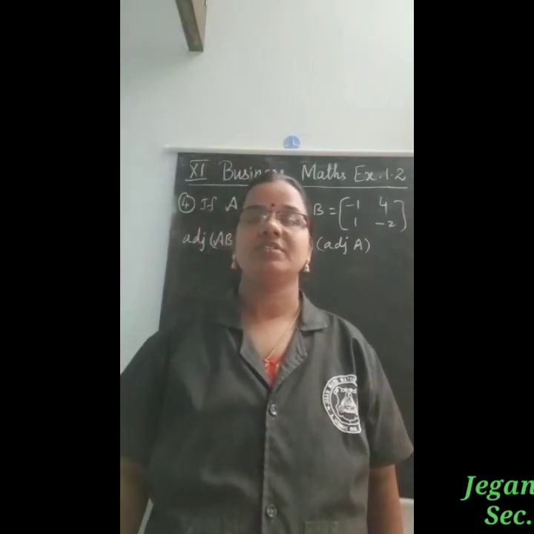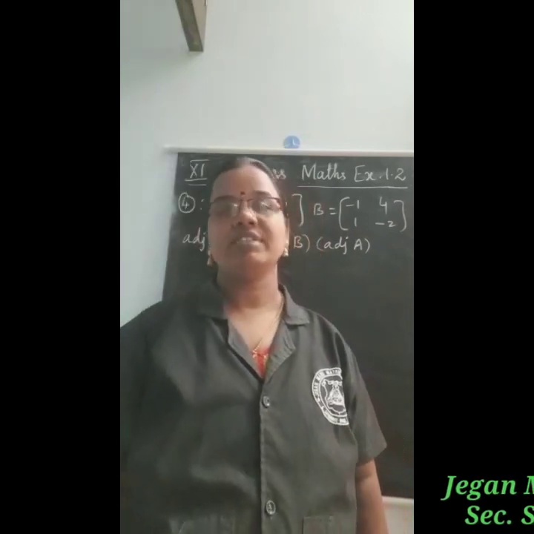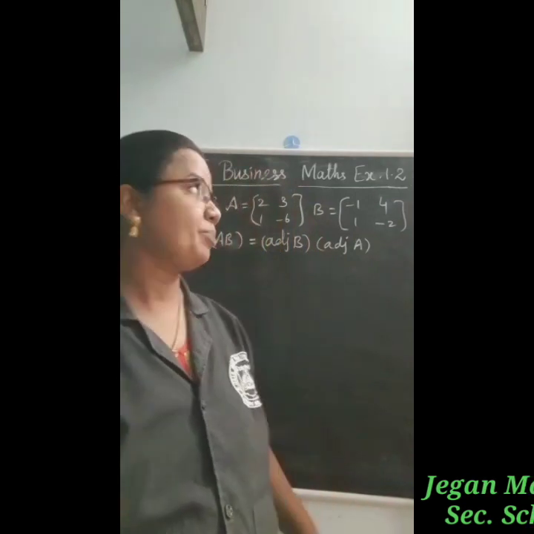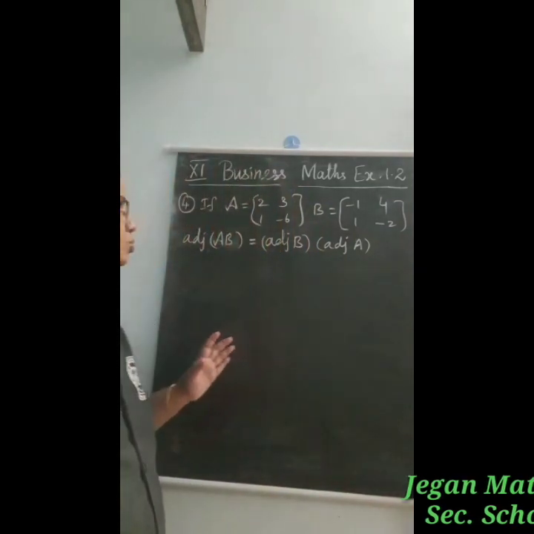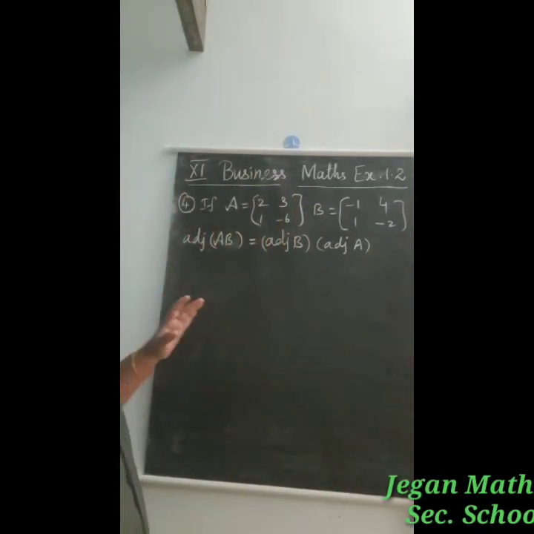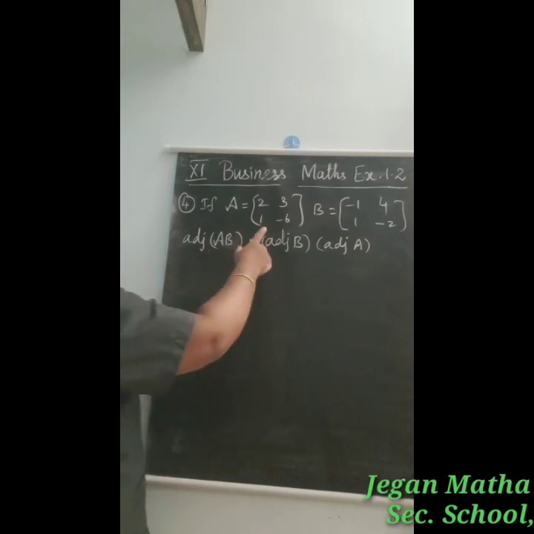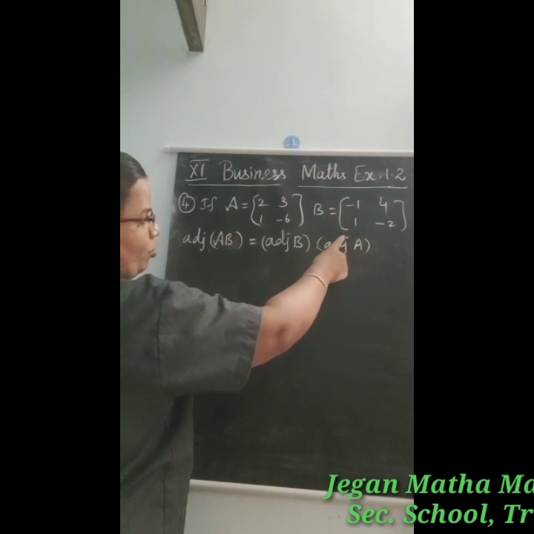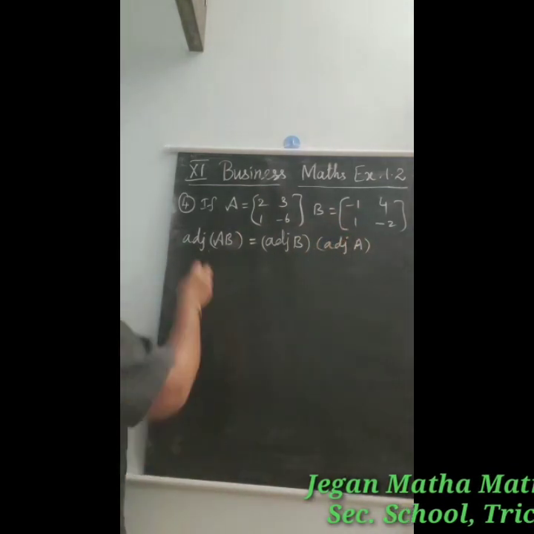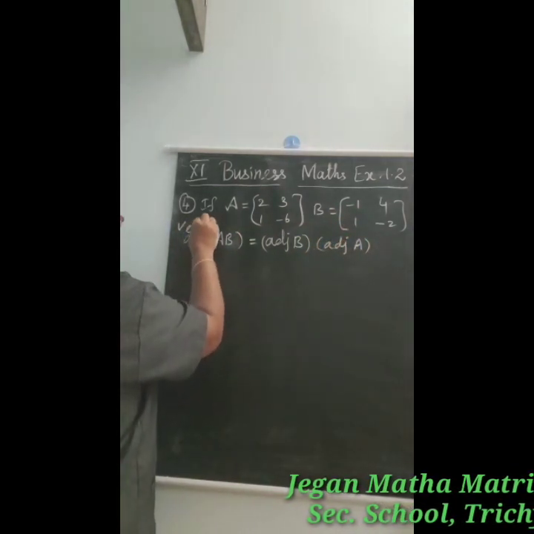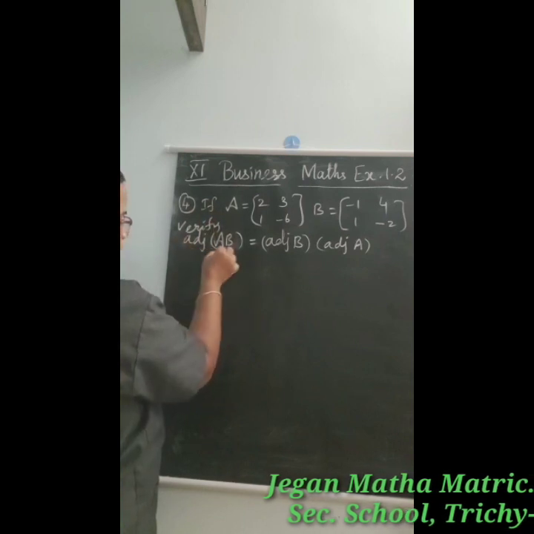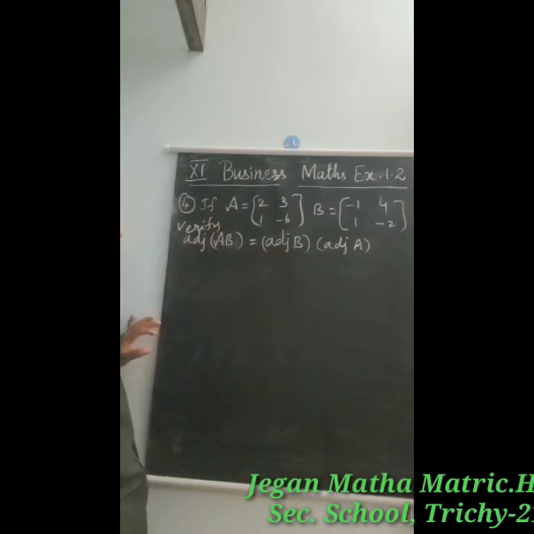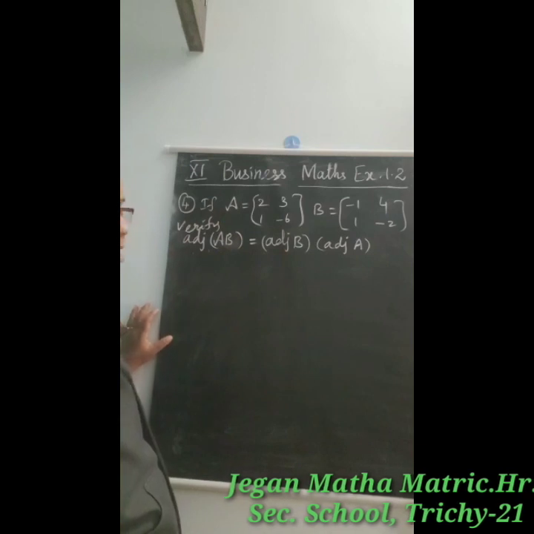Hello students, today we are going to see 11th standard business maths, first chapter, exercise 1.2, fourth question. If A is equal to [2, 3; 1, -6], B is equal to [-1, 4; 1, -2], verify that adjoint AB is equal to adjoint B into adjoint A.